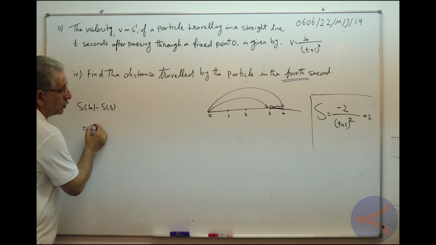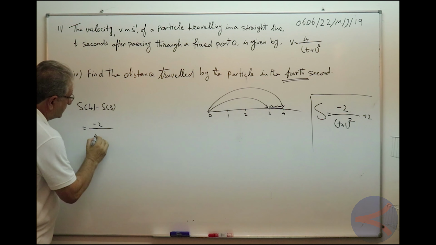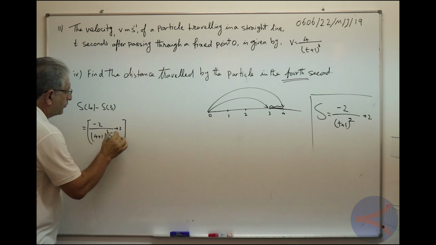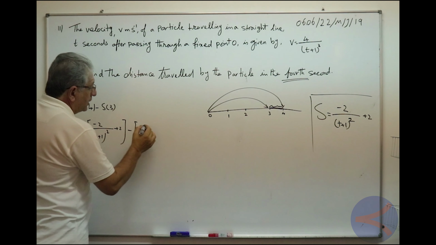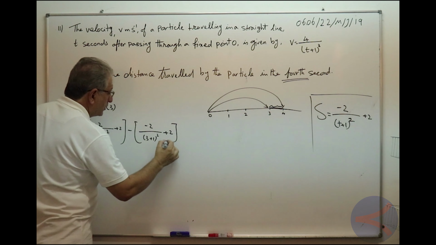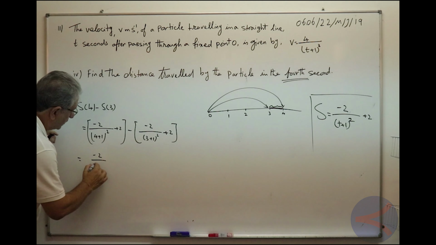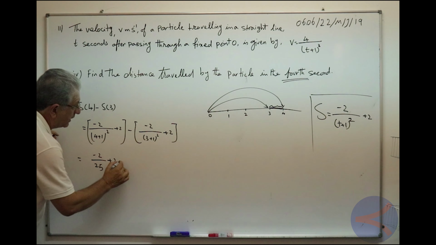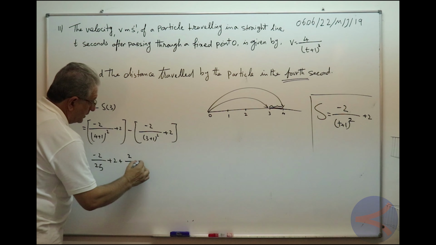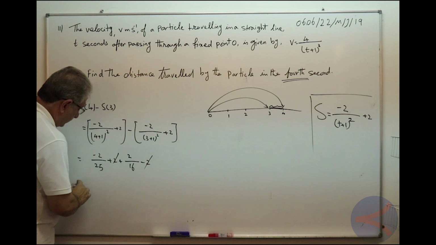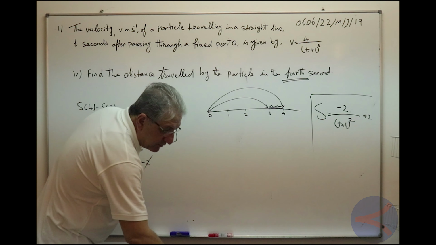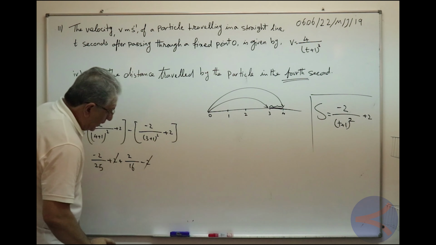Therefore, this is minus 2 divided by (4 plus 1) to the power of 2, plus 2, minus, now put 3 in there, minus 2 divided by (3 plus 1) to the power of 2, plus 2. Therefore, if you simplify, this is minus 2 over 25 plus 2, minus, which will be plus 2 over 16, then minus 2. This 2 gets cancelled. Now you take the common denominator and see what the answer is. The answer will be equal to 0.045.